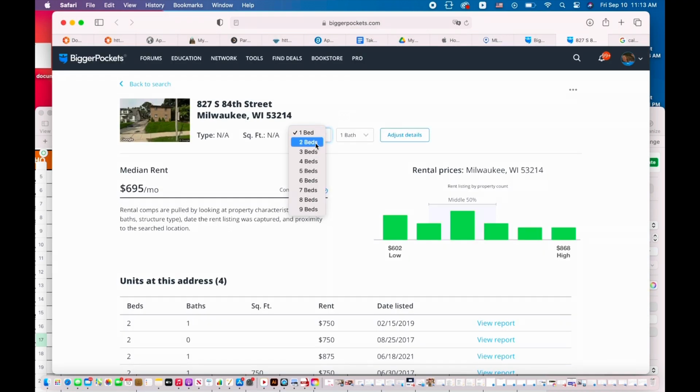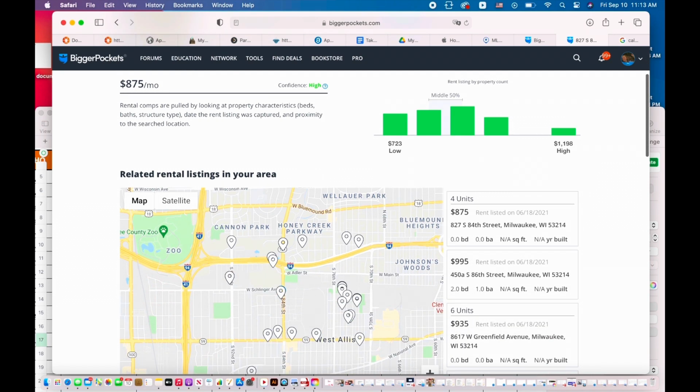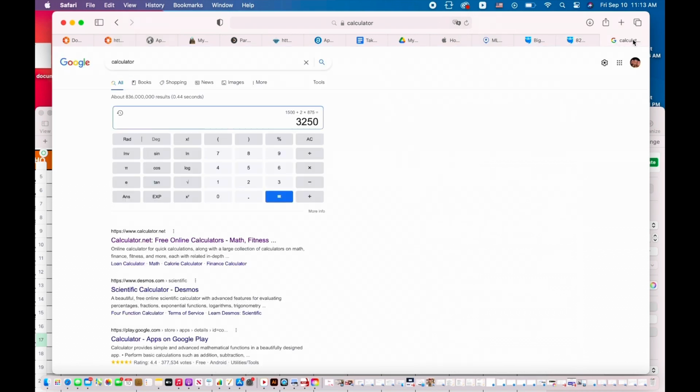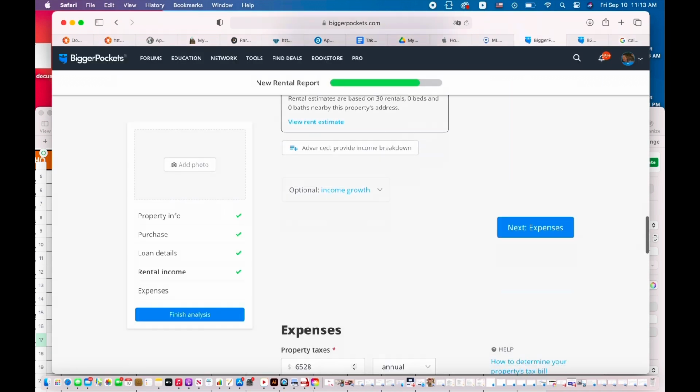$3,250. Now, I saw that these were all 2 beds and 1 bath, so on the BiggerPockets rent estimator, I wanted to see what I could eventually get, and that was $875, and then $875 times 4 is $3,500. So I like to keep that in the back of my head, so when I do finish the analysis, I can always plug in those numbers and see what the return would be if I were to raise rents after the leases were over, and so on.